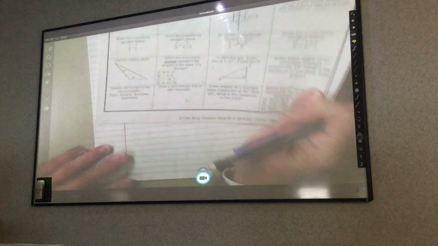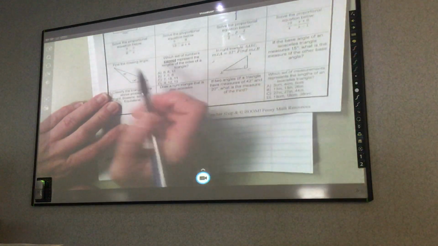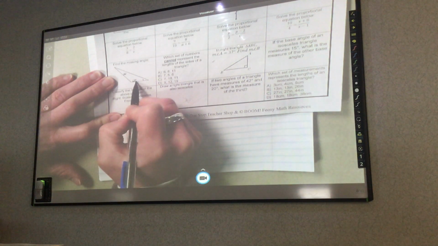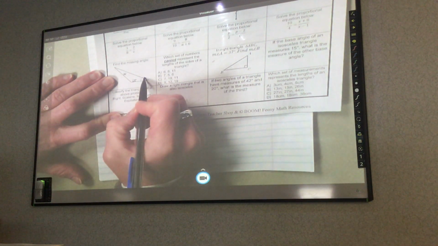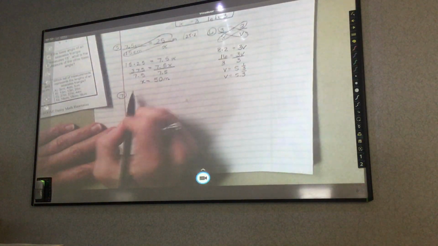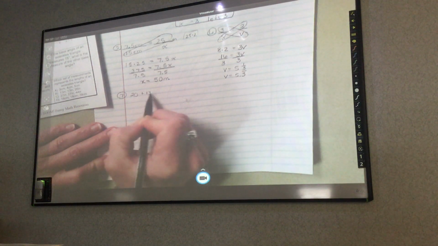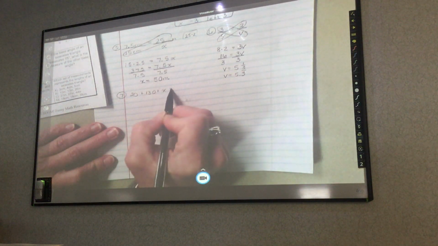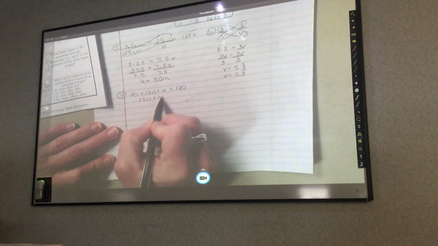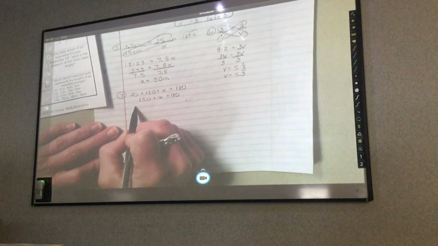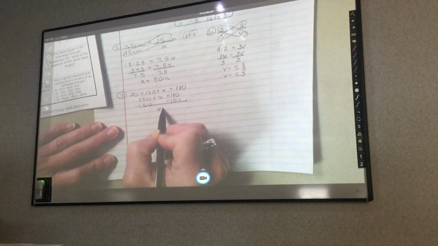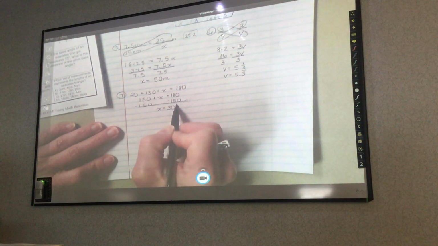Number 7 is something new for this semester. Finding the missing angle. What you need to know is what do all the angles add up to in a triangle? Does anybody know? Excellent, 180. So I would write, I have my 20 plus 130 plus my x equals 180. So I do 20 plus 130 is 150, plus x equals 180. I'm going to subtract 150 from both sides, and x equals 30 degrees.